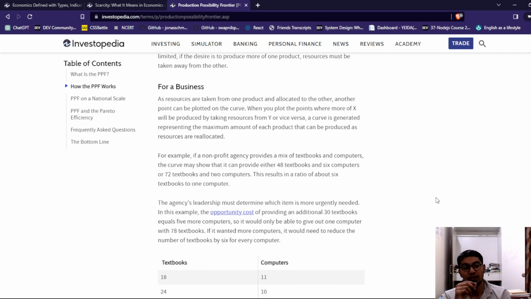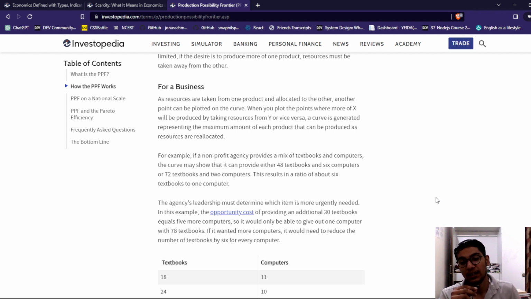For a business, resources taken from one product are allocated to another. When plotting a point where X is produced by taking resources from Y, a curve is generated representing the maximum amount of each product that can be produced, or where resources could be relocated. For example, if a non-profit agency provides a mix of textbooks and computers, the curve slopes to show that it can provide either 48 textbooks or 6 computers, or 72 textbooks or 2 computers.